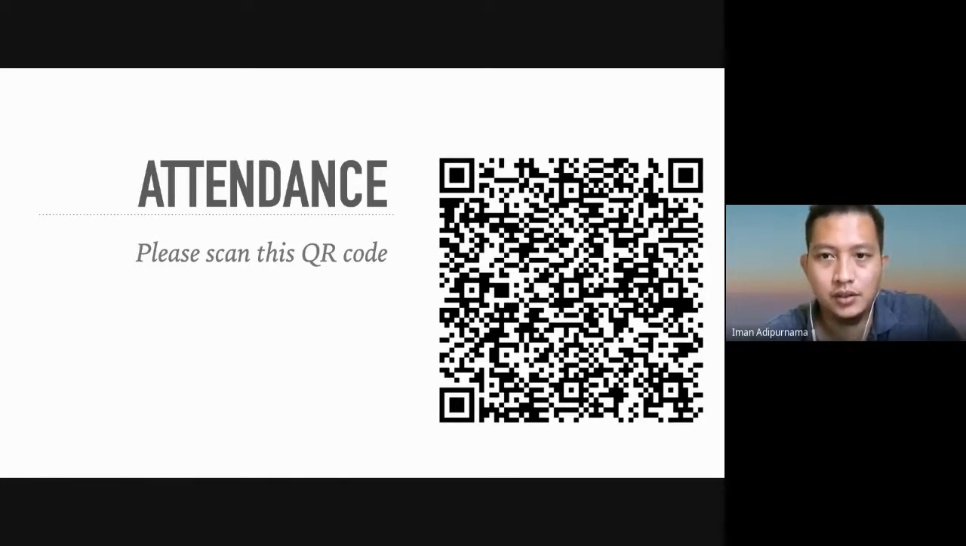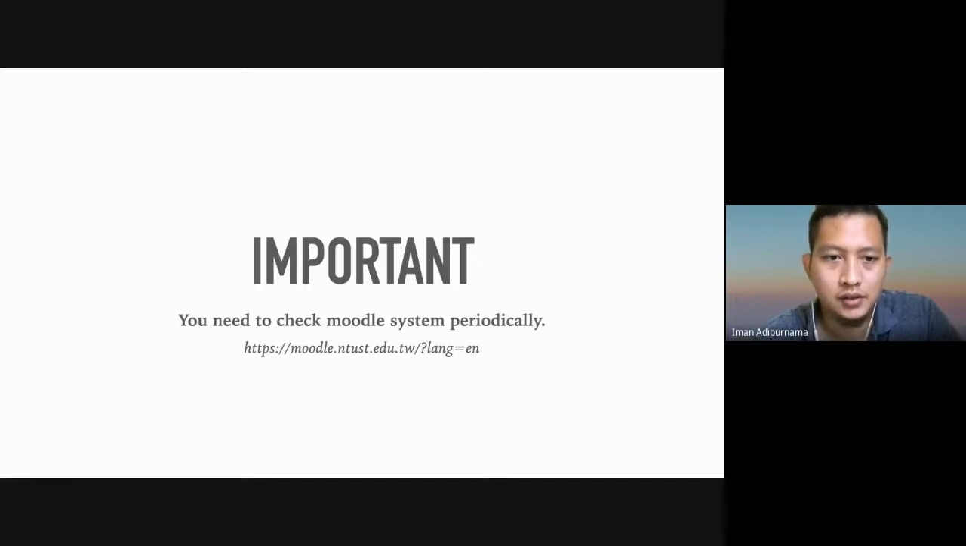So the next one is the important thing that you need to keep in mind. Every time you dive into all of the courses, you need to check the Moodle system periodically. And sometimes, like maybe 2 days ago, the Moodle was overcrowded, too many people using it, and it seems the server crashed, but I'm not sure.